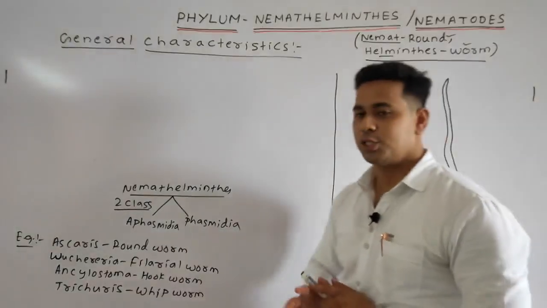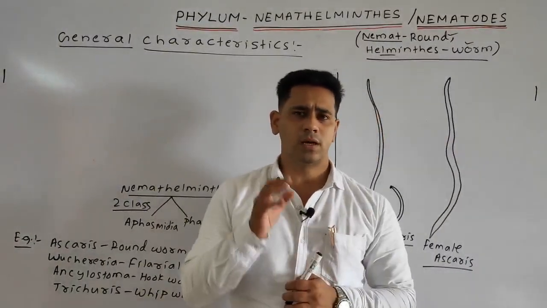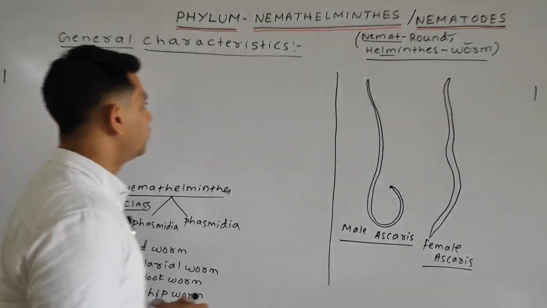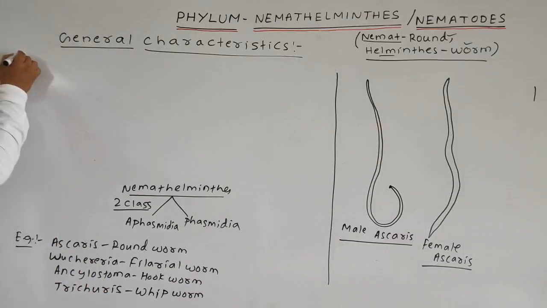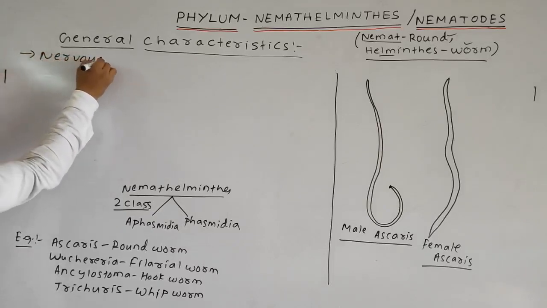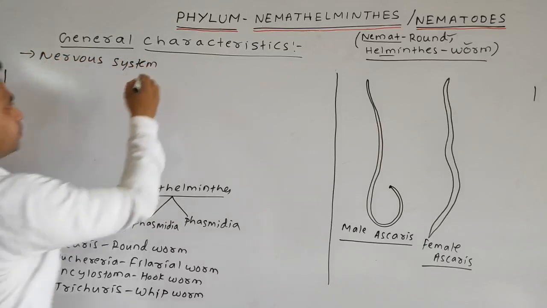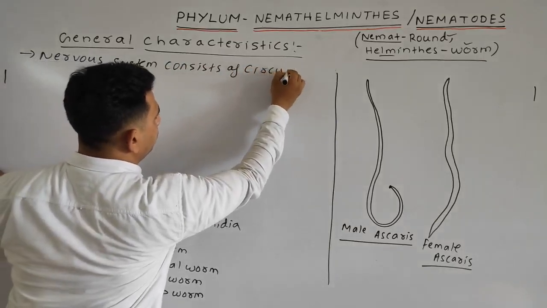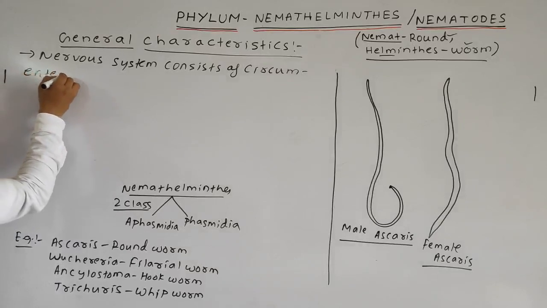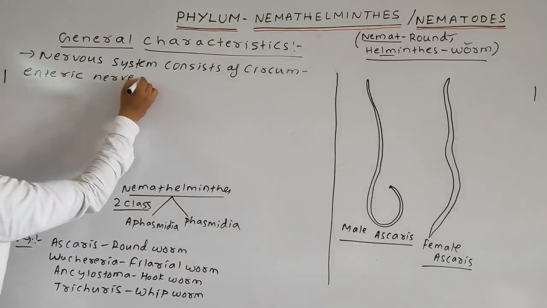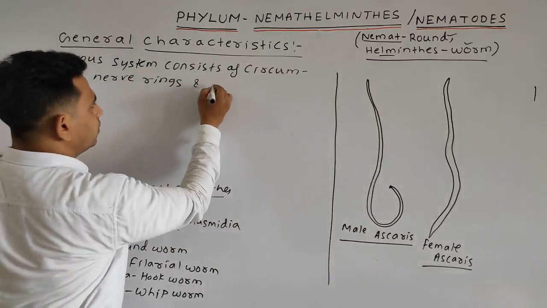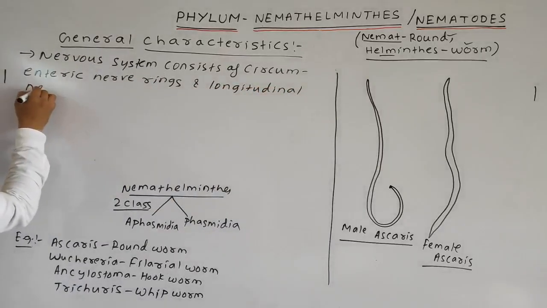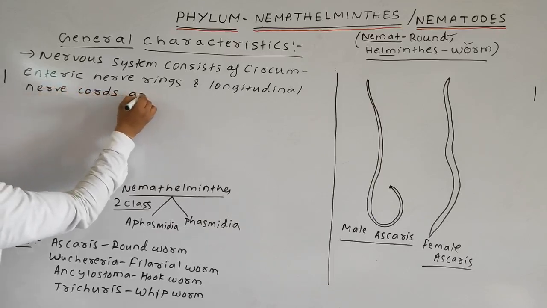Next, come to some more general characteristics of the Nemathelminthes. In the case of the Nemathelminthes, the nervous system consists of the circumenteric nerve rings and also the longitudinal nerve cords are found. So, we can write nervous system consists of circumenteric nerve rings, okay, and longitudinal nerve cords are found.